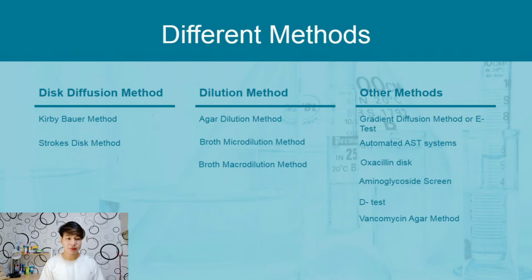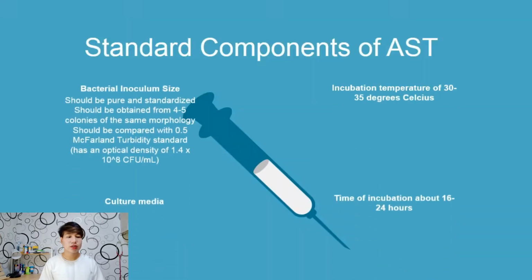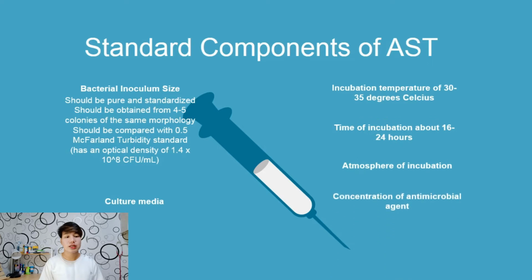So ang dami. So what are the standard components and considerations when doing AST? So first po, our bacterial inoculum. Pangalawa, culture media, the incubation temperature and time, atmosphere, and lastly, the concentration of the antimicrobial agent. So note that your inoculum should be pure and standardized, obtained from 3 to 5 colonies of the same morphology. Turbidity of the suspension should be that of the McFarland Standard that has an optical density of 1.4 by 10 raised to 8 colony forming units per ml.